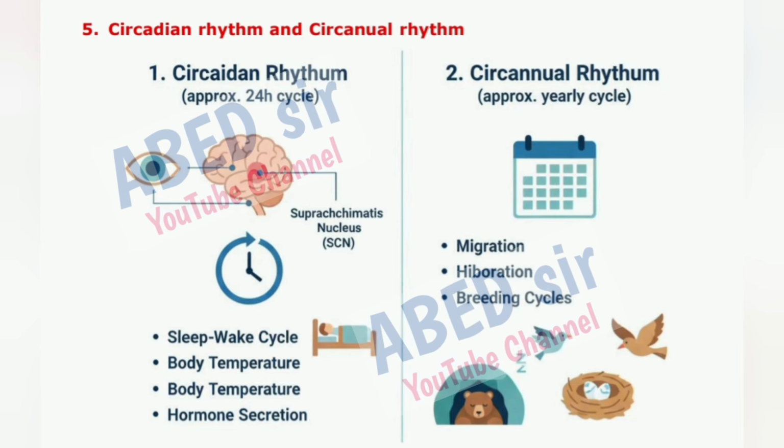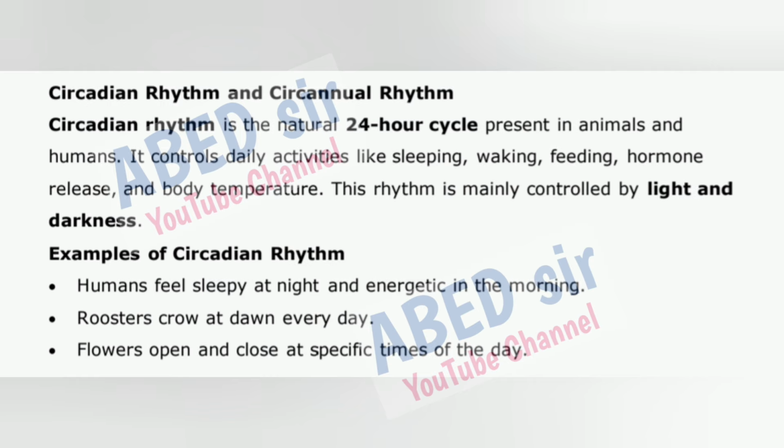Circadian rhythm and circannual rhythm. Circadian rhythm is the natural 24-hour cycle present in animals and humans. It controls daily activities like sleeping, waking, feeding, hormone release, and body temperature. This rhythm is mainly controlled by light and darkness. Examples of circadian rhythm: humans feel sleepy at night and energetic in the morning. Roosters crow at dawn every day. Flowers open and close at specific times of the day.